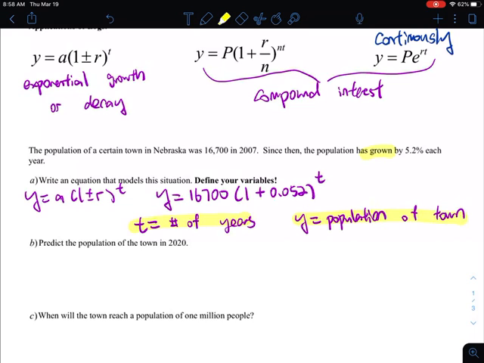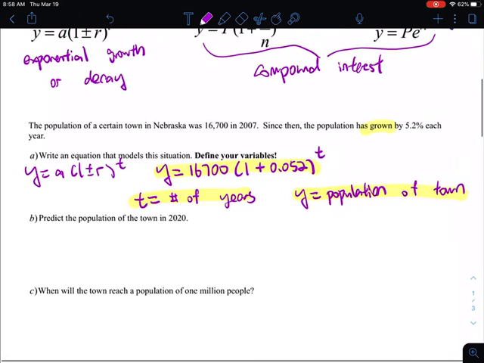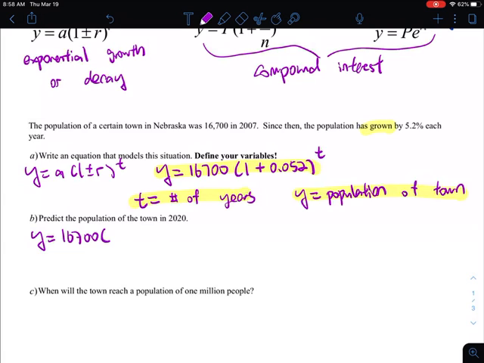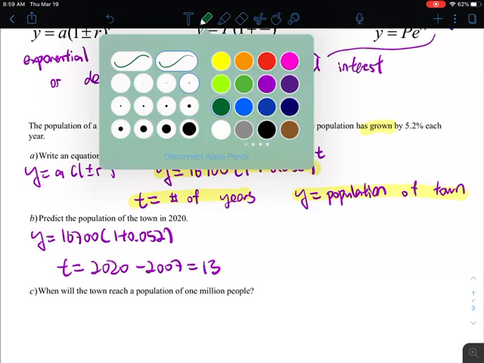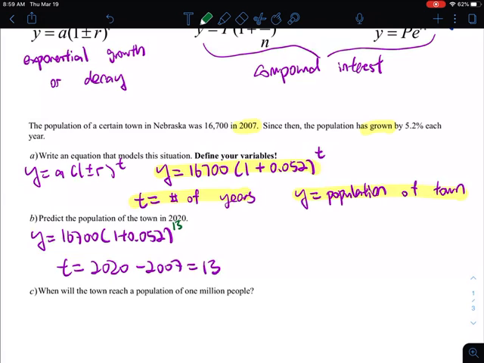Okay, so there it is. Again, please make sure you define your variables. Predict the population of the town in 2020. Okay, so we have our equation: y is equal to 16,700 times (1 plus 0.052) to the t. But we want to figure out what we want to plug in for t. Well, we're ending up at 2020, but remember our starting population was in 2007. So let's go ahead and subtract 2007 from 2020, and we get 13. So that tells us our t will be 13.